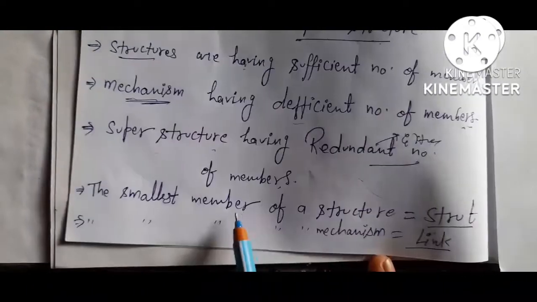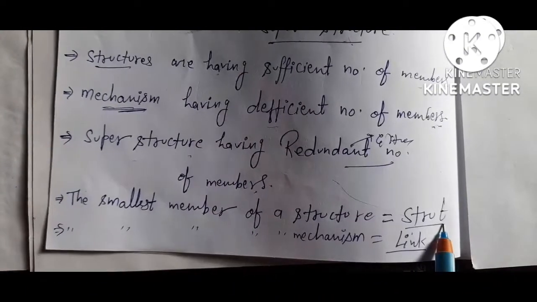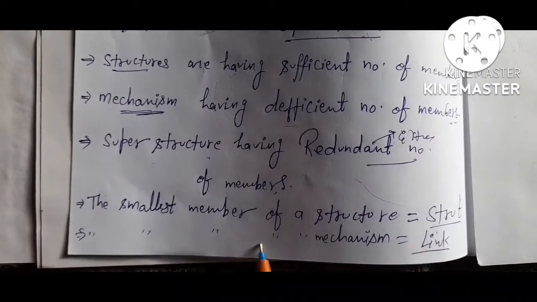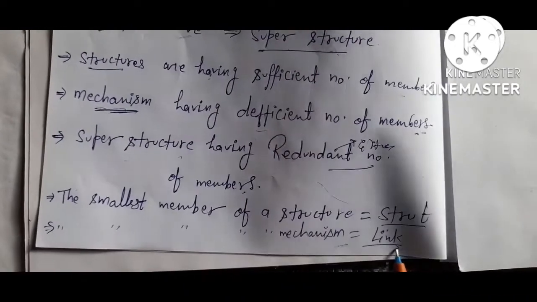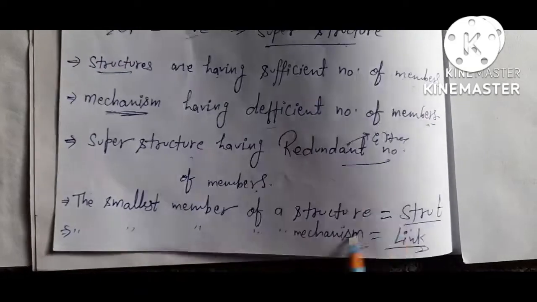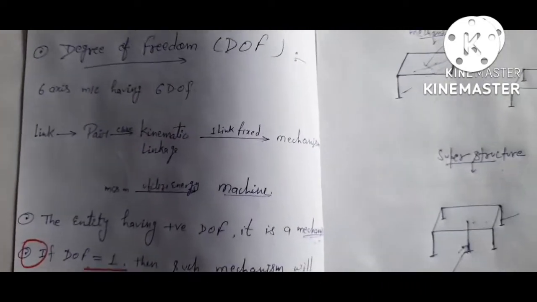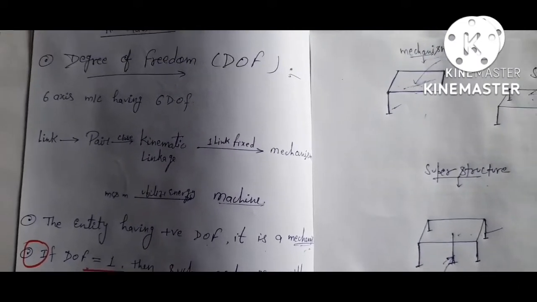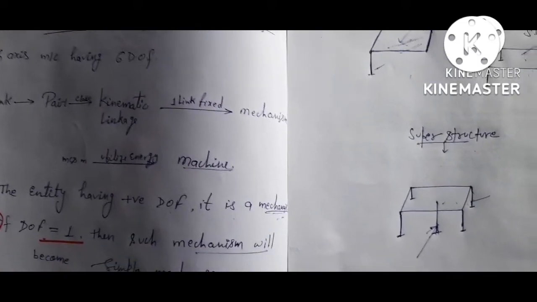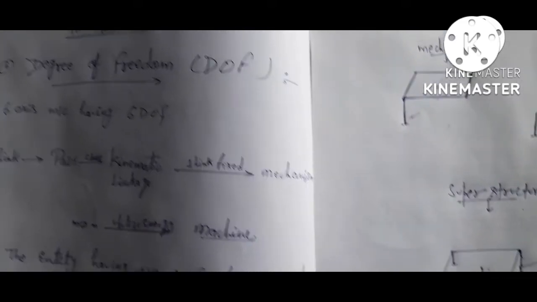So friends, the smallest member of a structure is known as a strut, and the smallest member of a mechanism is known as a link. Structure, strut; mechanism, link. So this is all about degree of freedom, but in the next slide we will use a formula to calculate degree of freedom. Thank you.